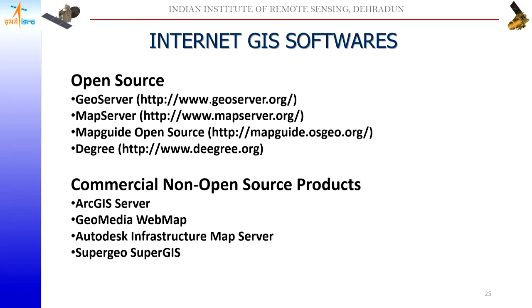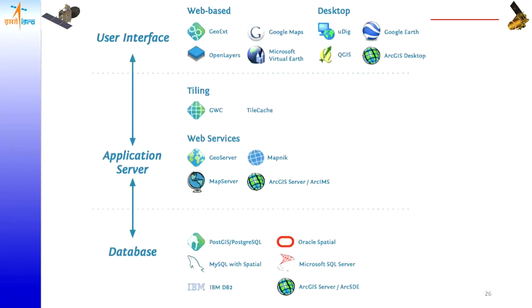Again, from the open source perspective, there is GeoServer, then MapServer, deegree, and MapGuide. So there are various solutions that people can use, either commercial or open source. Now, if you look at the holistic coverage, if somebody wants to build this, what is the three-layer stack? For developing this kind of system, we require a database system, an application server, and a user interface.